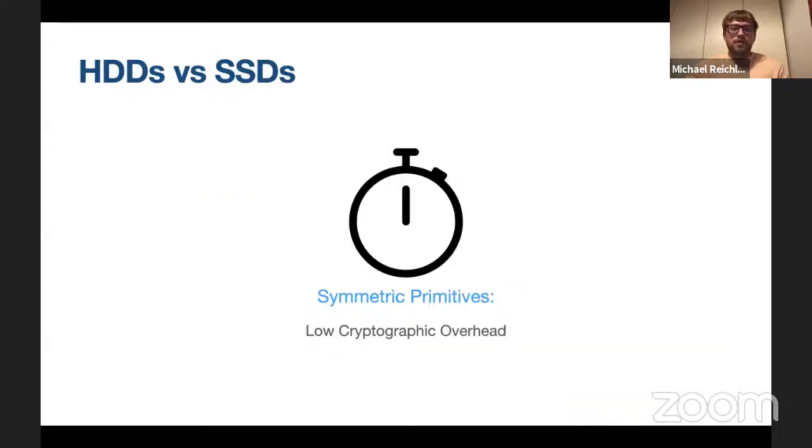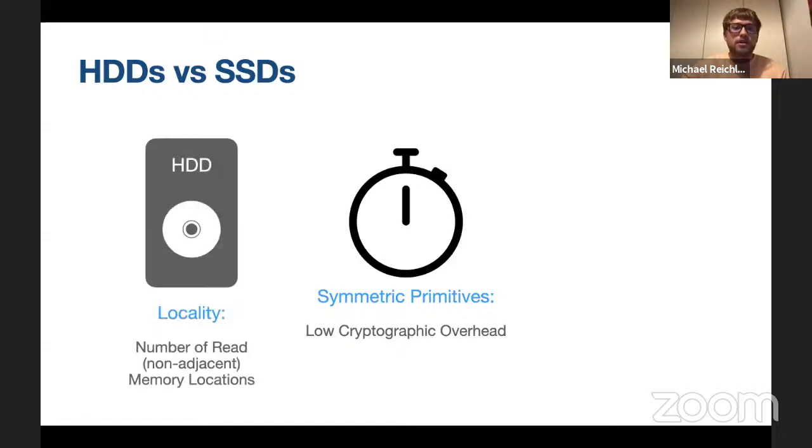So how does our work come into play now? Basically, most searchable symmetric encryption schemes use, as the name says, symmetric primitives, so they have low cryptographic overhead. But in order to still be competitive with non-secure databases, like a normal database, not only the cryptographic overhead counts, but also the memory access patterns and how you access memory. For searchable symmetric encryption, this is actually the main overhead. The research community mainly looked at locality in this sense, which essentially just counts the number of read non-adjacent memory locations.